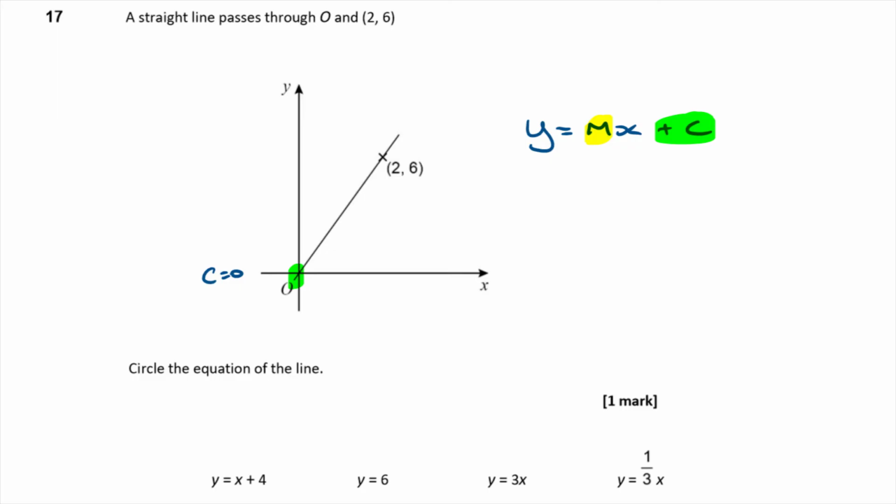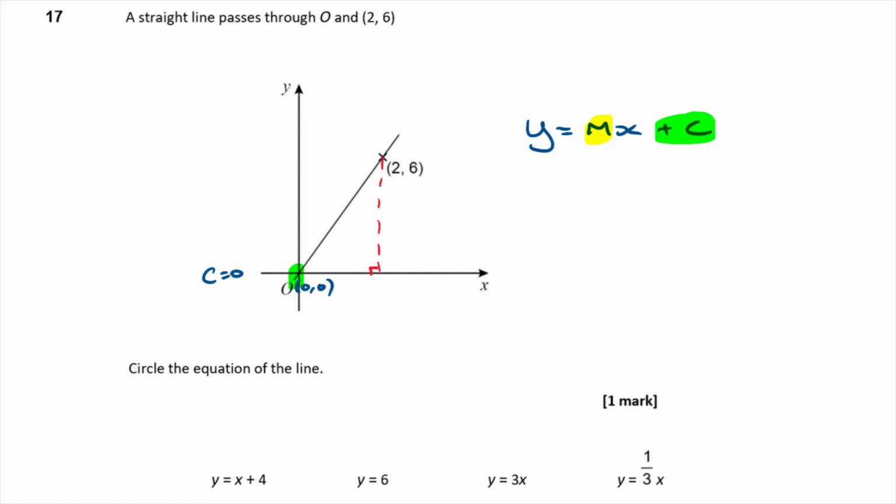m is the gradient. To find the gradient of a line, find two points that you know the coordinates for. I've got (2, 6), and I've got the origin, which is (0, 0). I'm going to construct a right angle triangle between those two points, work out the change in y and the change in x, and divide one by the other to find the gradient.